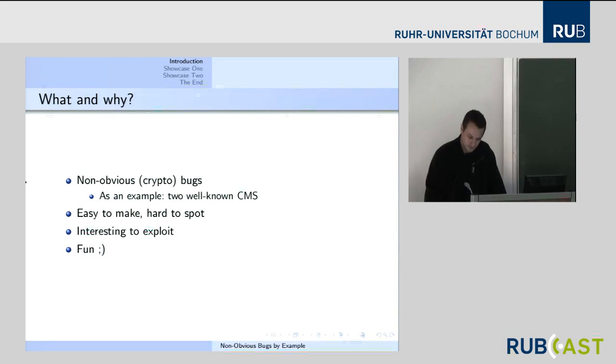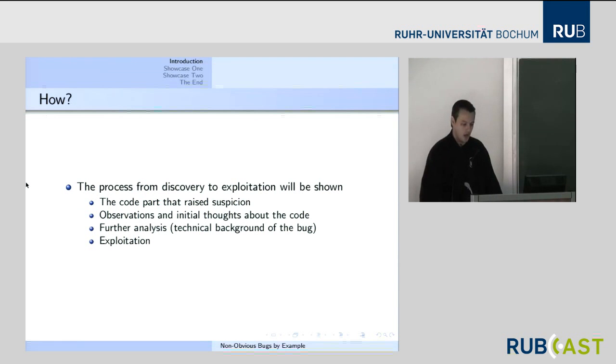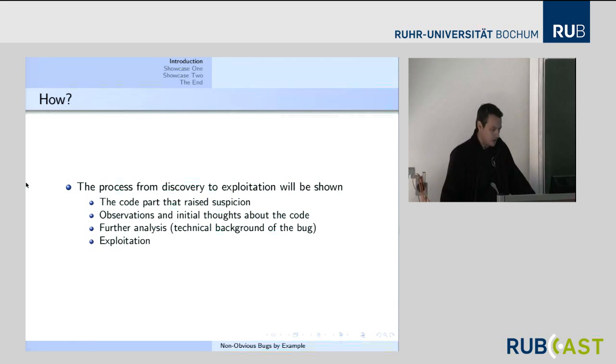Okay. Yeah, I think we can quickly skip over that one. We'll discuss the whole process from the discovery till the exploitation of the two bugs I have here, exactly the way I originally discovered the bugs. So first of all, the code part that raised the suspicion, then some observations, technical background analysis, and of course the exploit and some demos.